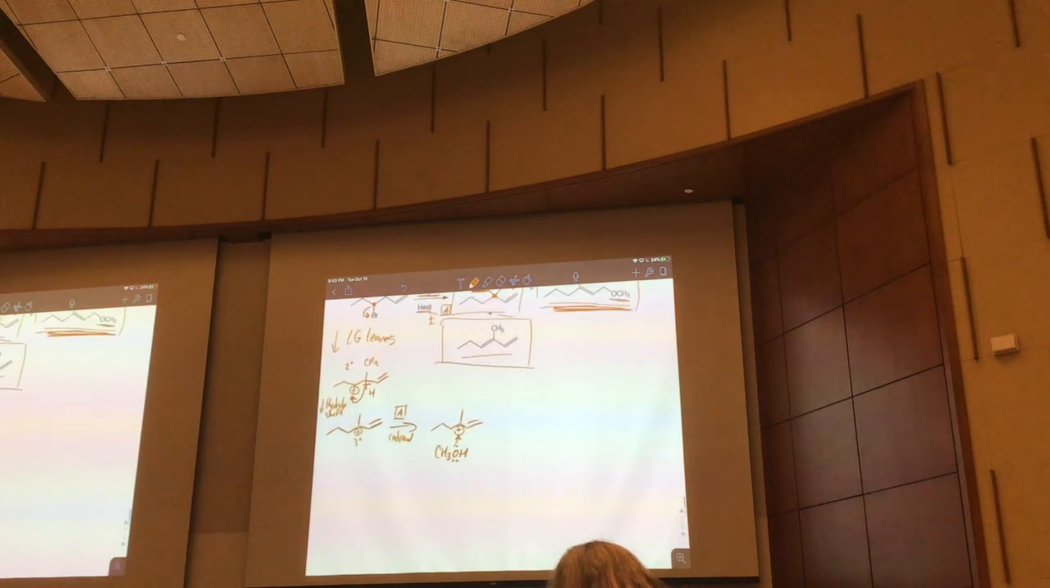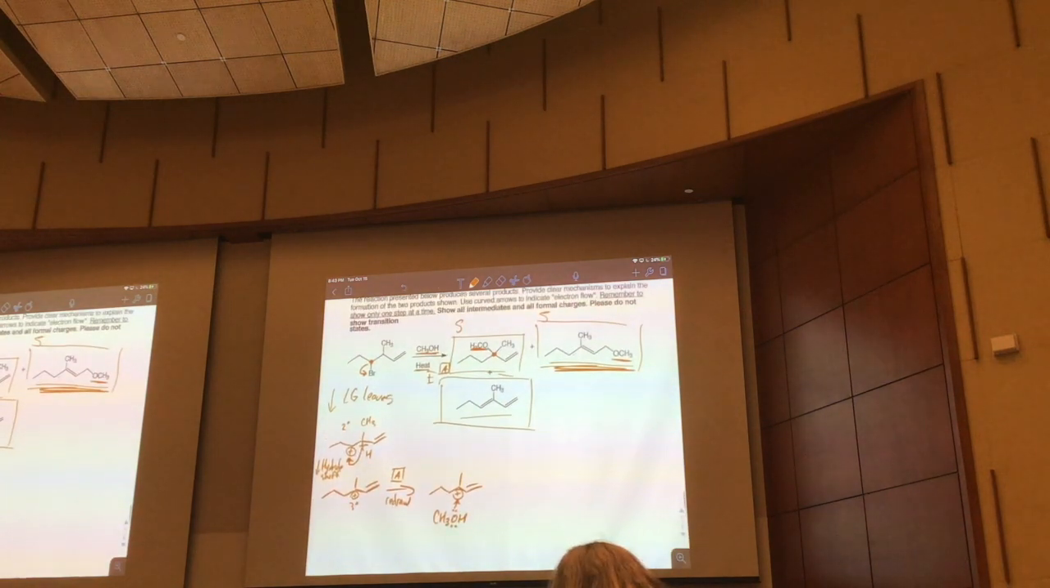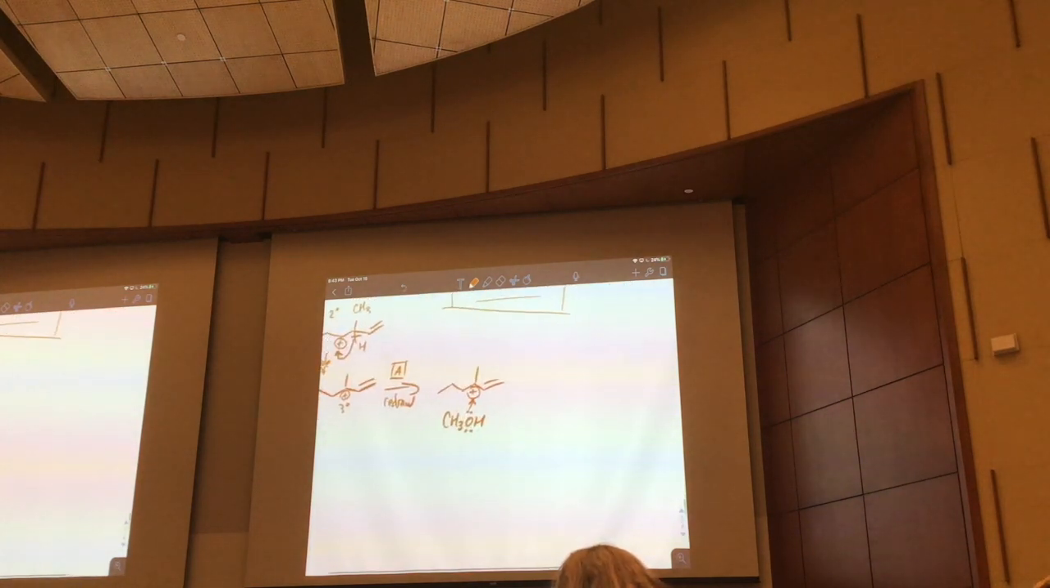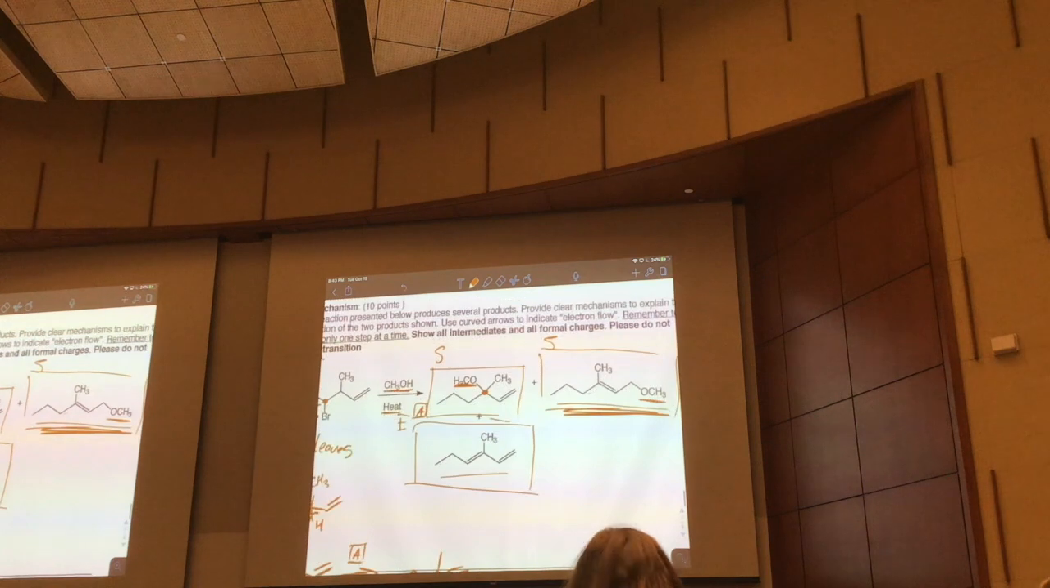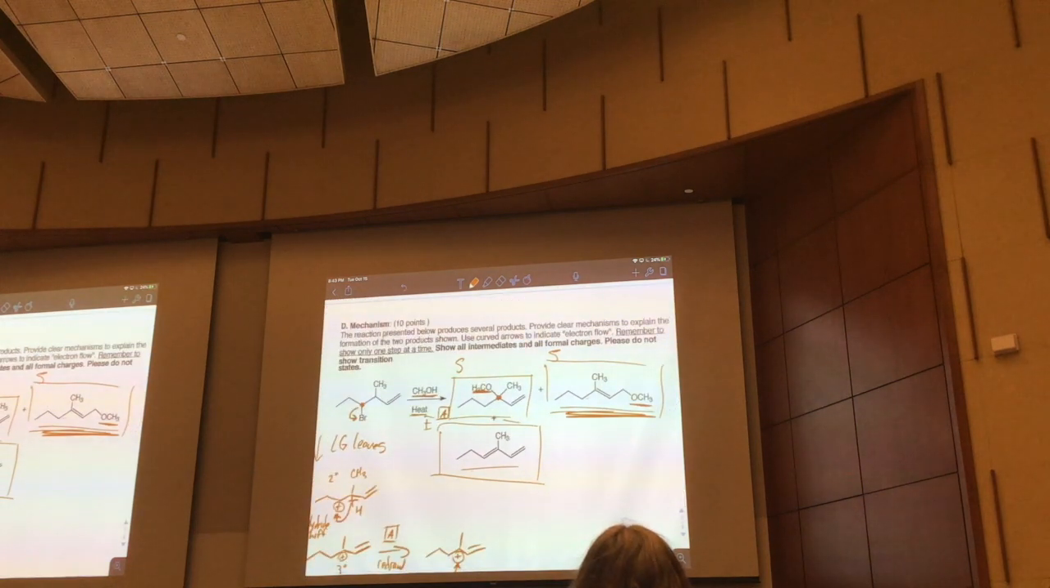Do we need to show stereochemistry? The answer doesn't show it, so no. If the answer doesn't show it, don't worry about it. You don't need to, because it says, provide clear mechanisms to explain the formation of the products shown, and the products shown don't have stereochemistry, so just don't even worry about it.